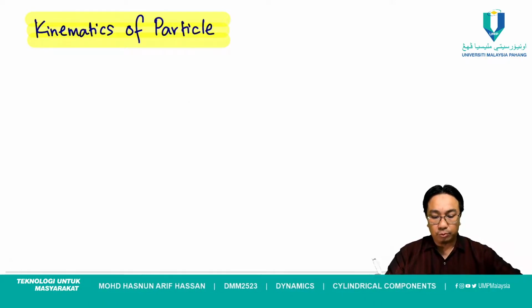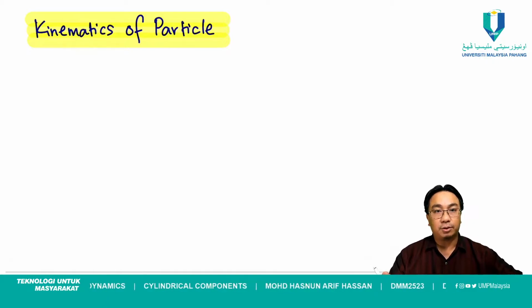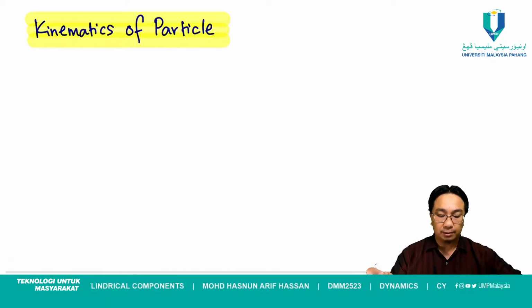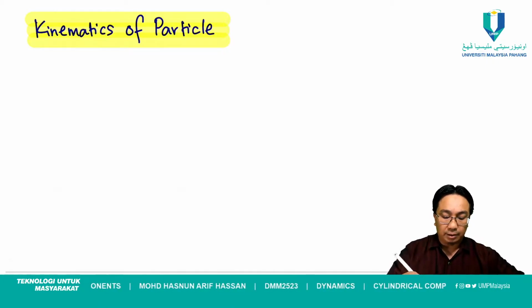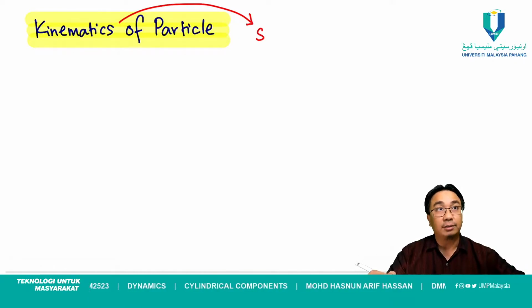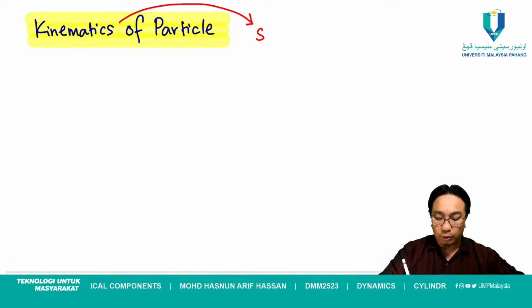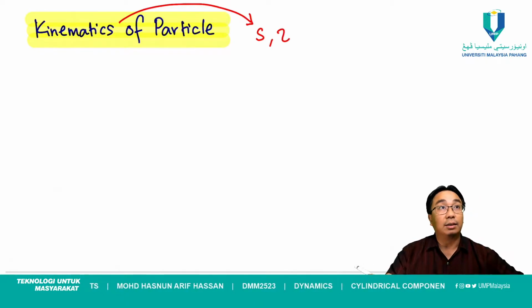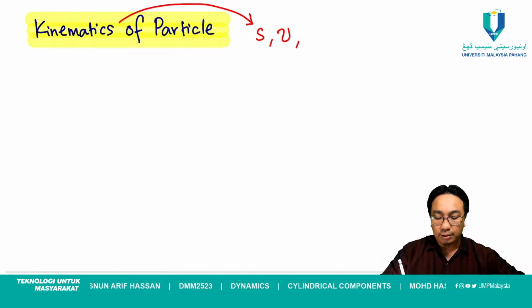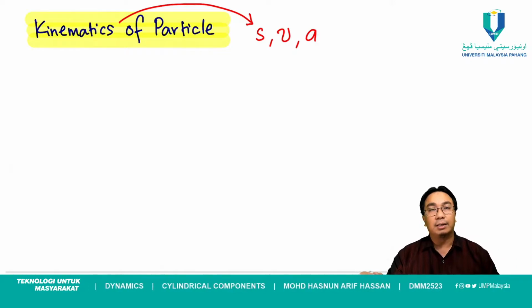If you remember, the first topic that we cover in the first chapter of this course is called Kinematics of Particle. I have explained that kinematics means we are talking about the displacement, the position s, and the change of position is displacement. We also calculated the velocity v, and also the acceleration a. So this is what we cover in kinematics.